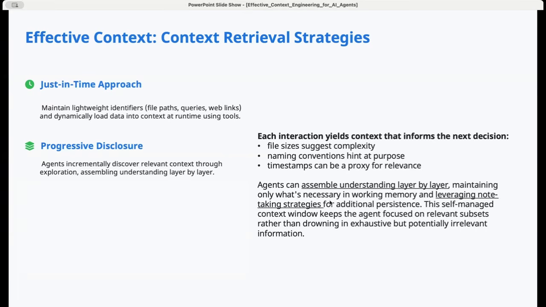Then you should only keep what is necessary in the working memory, and use note-taking strategies for additional persistence. Note-taking, I see, is very common for any agent right now, because whichever agent you use, you are going to see some MD, like a markdown file. That is actually a very actively managed, tuned notebook maintained by the agent, so that the agent still has the full view of the key data points or conclusions achieved in prior multi-turn conversations.